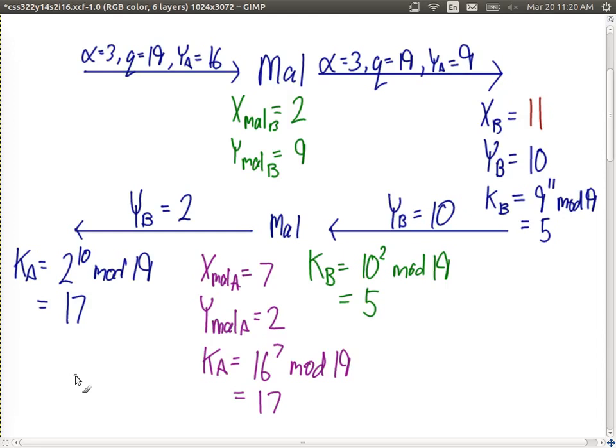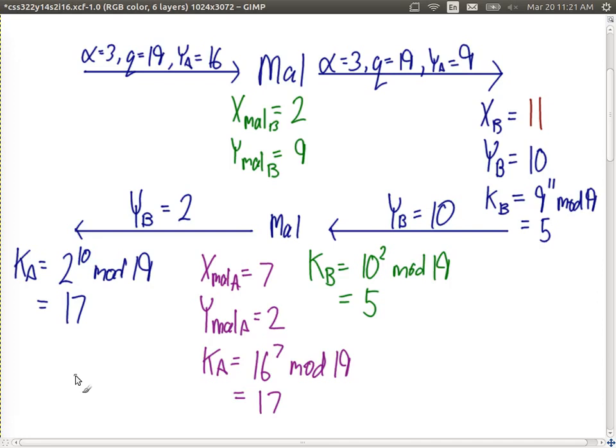What the end result is, A and B don't know the malicious user did anything, because from their perspective, A sent those 3 values and then it received a Y value back. It doesn't know they were modified. And similarly, B received these three values. Okay, I receive Y from A. I calculate my KB and send back my Y value.